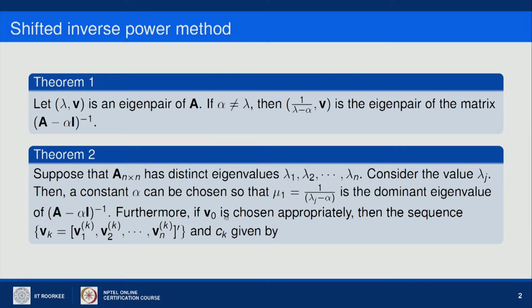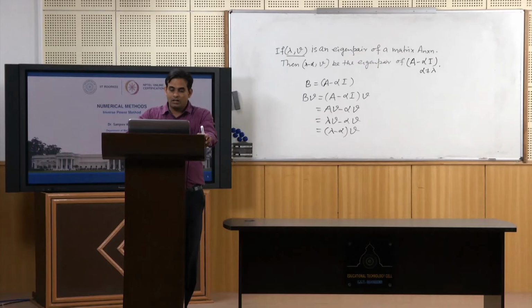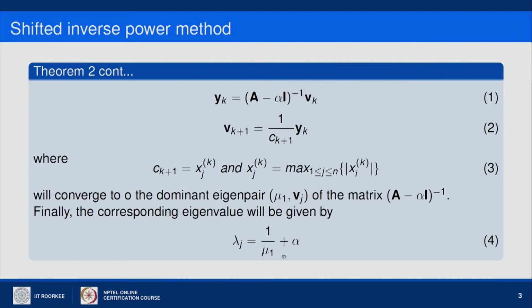Furthermore, if we choose V0 carefully, then the sequence Vk, having components V1k, V2k up to Vnk, and Ck are given by Yk equals A minus alpha I inverse Vk, and Vk plus 1 is 1 upon Ck plus 1 times Yk. This is the power method only, the power method for A minus alpha I inverse. And finally, we can calculate the jth eigenvalue, lambda j, as 1 upon mu 1 plus alpha.